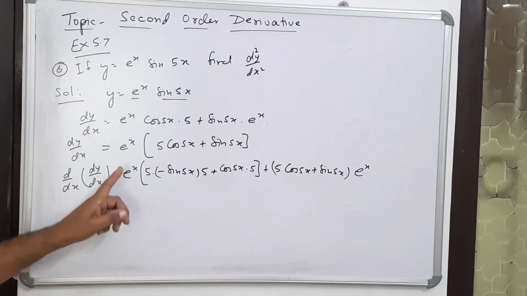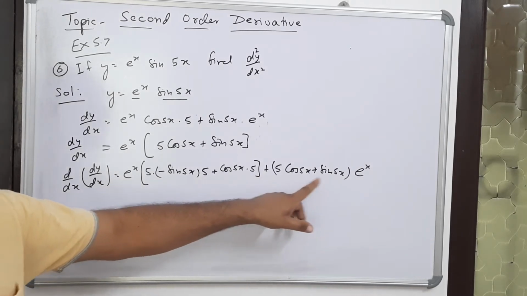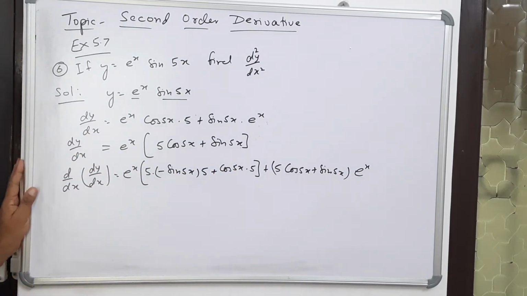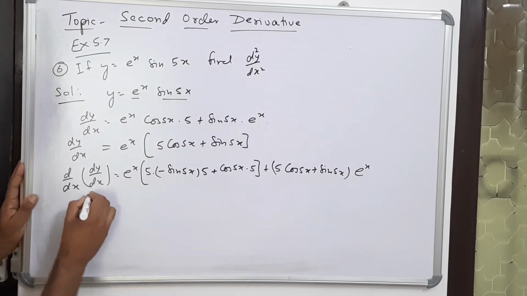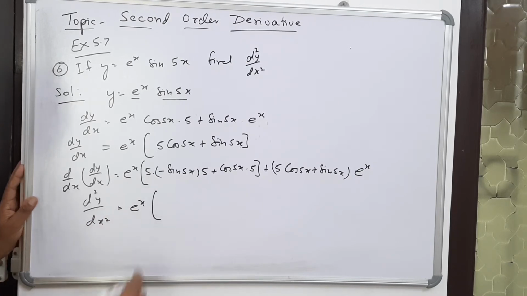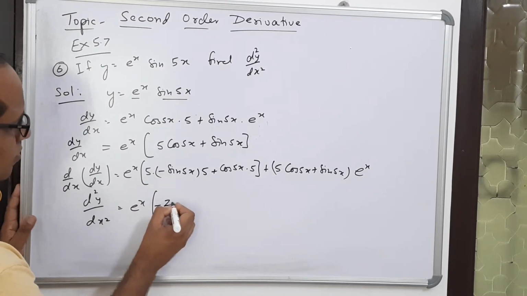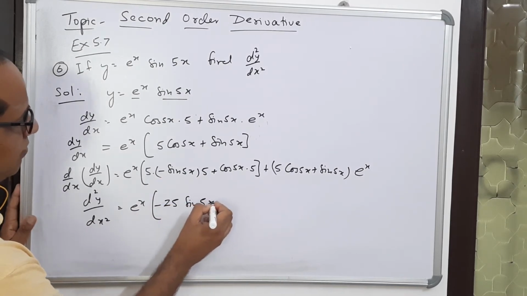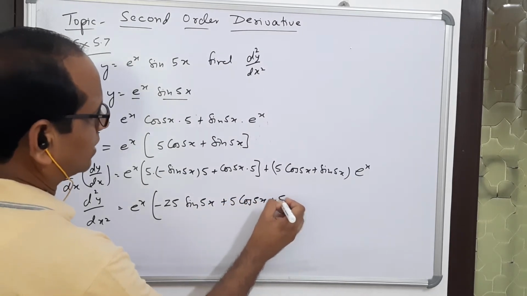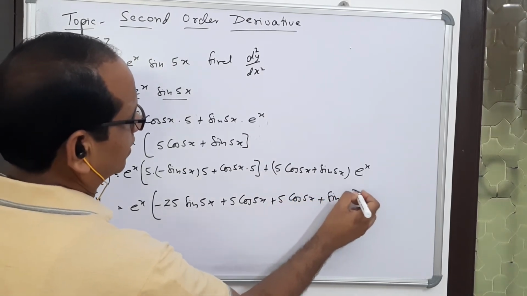You see this is u d by dx of v plus v d by dx of u, and here you know that d by dx of e power x is e power x only. Now this part will be d2y by dx square, and from here we will take e power x common. Now when you take e power x, 5 fives are 25, so minus 25 sine 5x plus 5 cos 5x plus 5 cos 5x plus sine 5x.